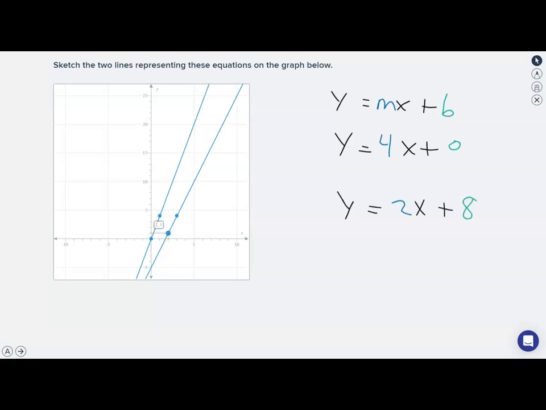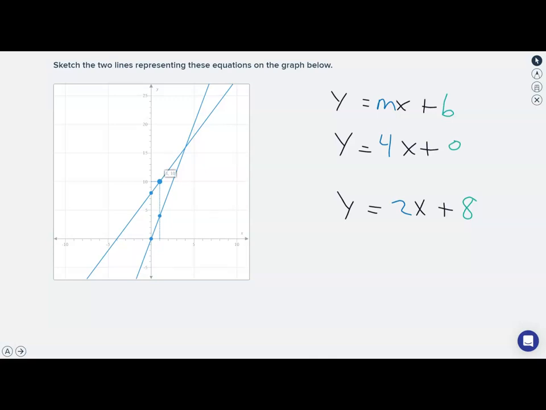So for the second line, we have a y-intercept of (0, 8), because that's where the graph crosses the y-axis. And we have a slope of 2, which is equal to 2 over 1. So to find our second point, we go up to our first, move up 2 vertically, and then to the right horizontally 1. And that gives us our second point. So by using the y-intercept to find the first point and the slope to find the second point, we're able to graph the line y equals 2x plus 8.